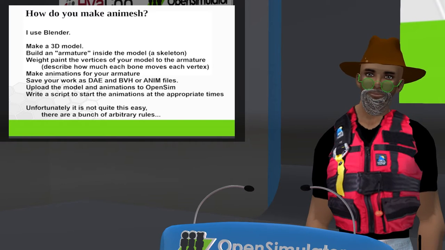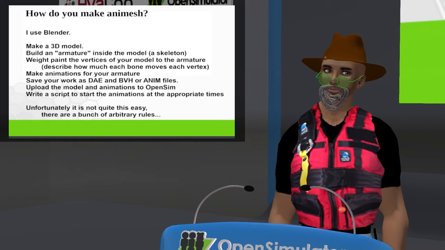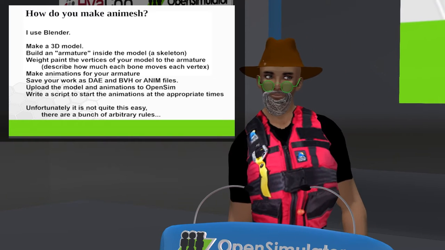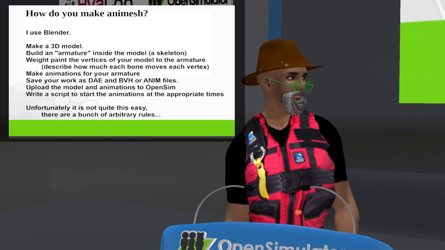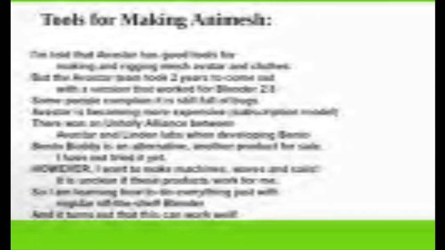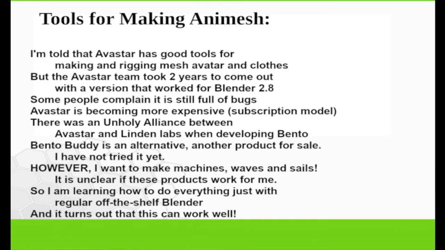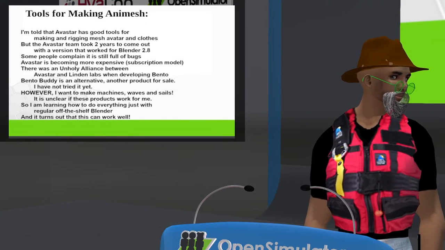But it's not always that easy. And when I wrote this list, I thought, well, it's easy. I learned it. You make a 3D model, blah, blah, blah. You do all these steps. It's like, oh my God, there are more steps there than I remember. And you say, okay, well, I'm willing to learn all those steps. And then you discover there are a few other problems. Let me get to that in another slide.